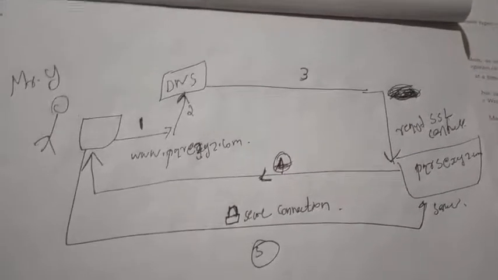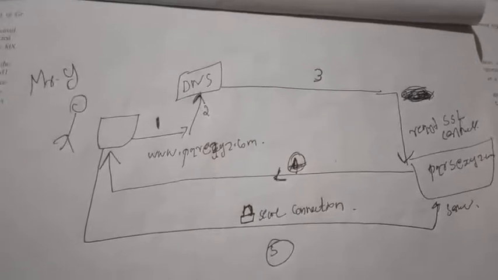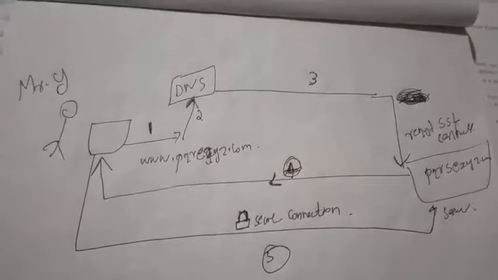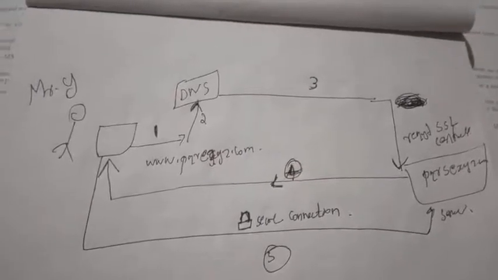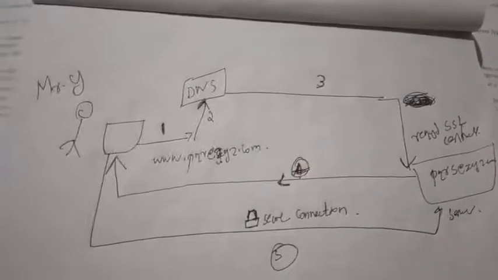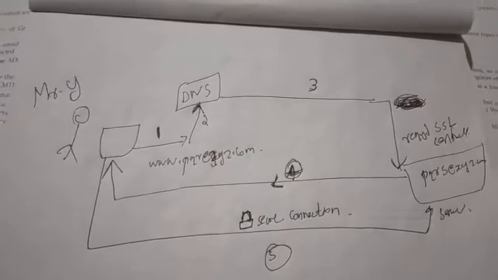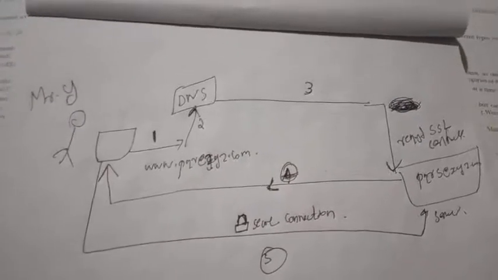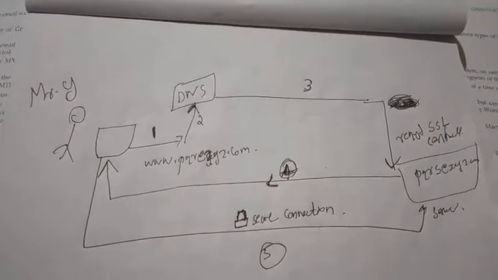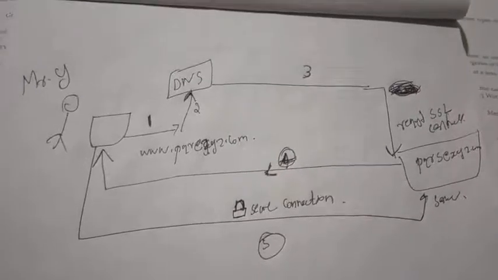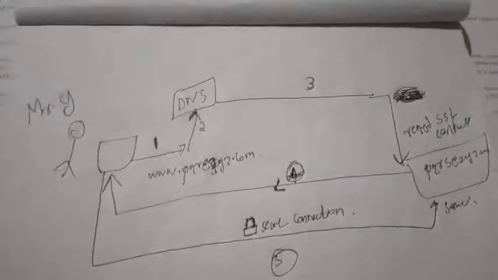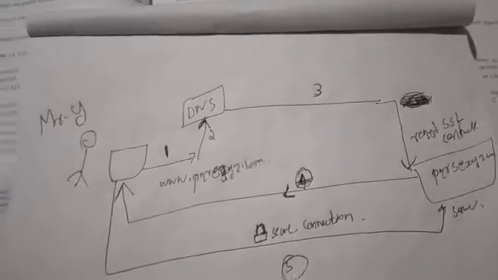So this is the working of SSL. First Mr. X, the owner, takes the SSL certificate from the certificate authority. Then if any person comes to access that particular site, first it moves to that site, takes the SSL certificate, and then we can make direct communication. So this is the working. Hope you understand the working of SSL.